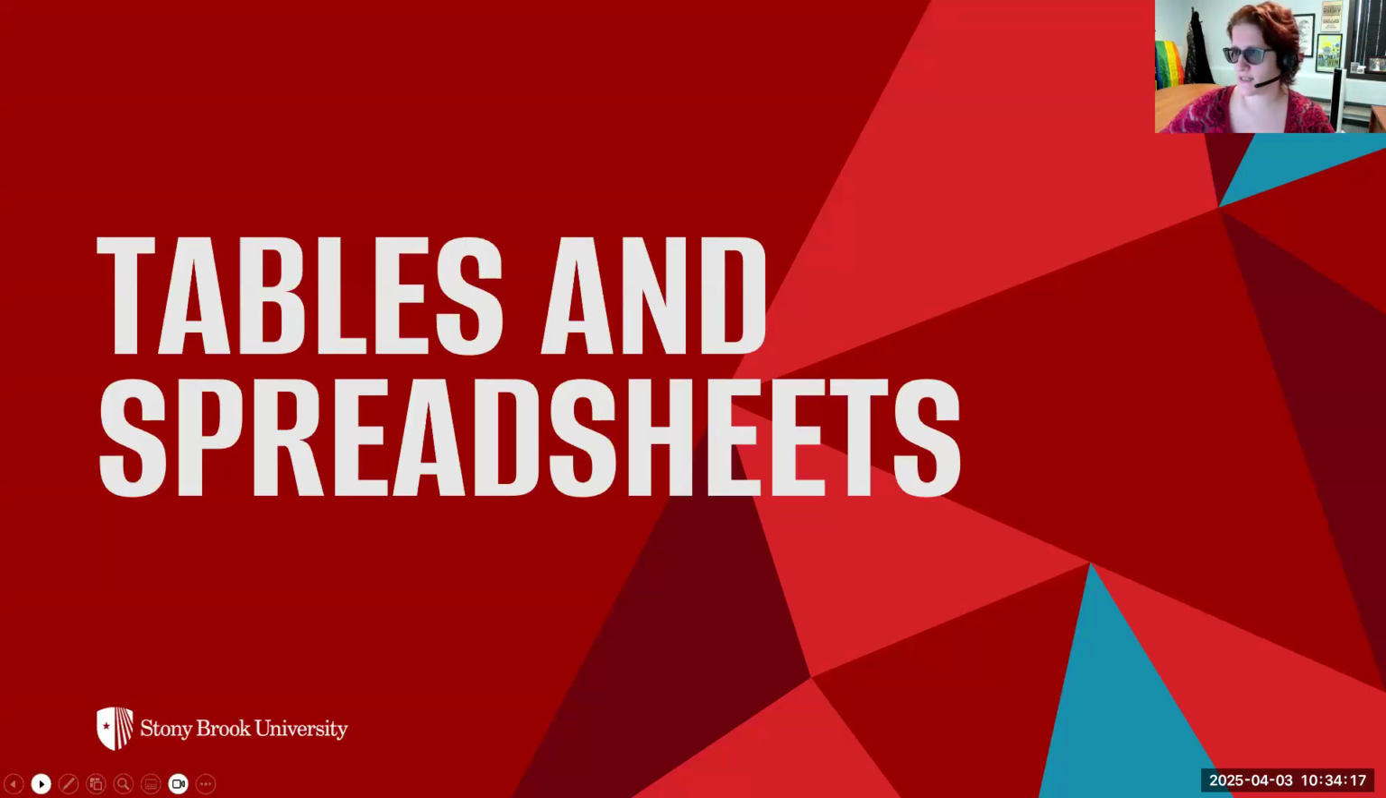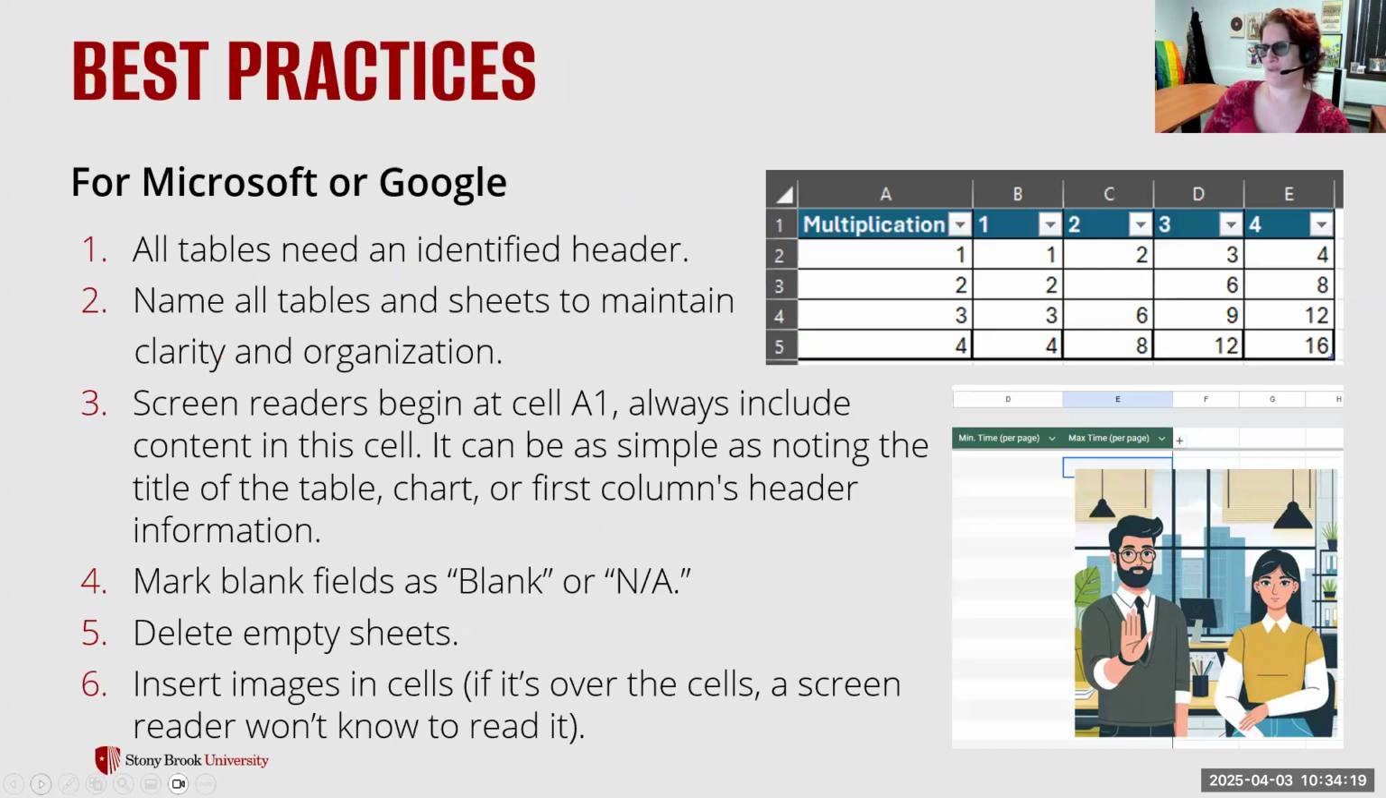Tables and spreadsheets. So if you're using data for Microsoft or Google products, here are some best practices for tables. All tables need an identified header or a header row. You want to name all tables and sheets to maintain clarity and organization. Just be aware, screen readers always begin at cell A1.